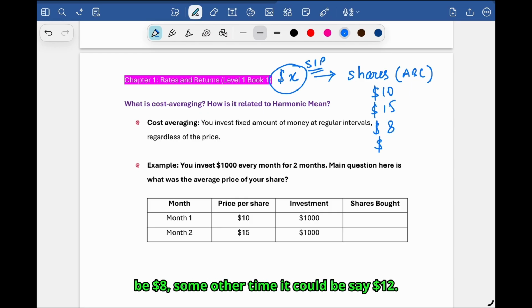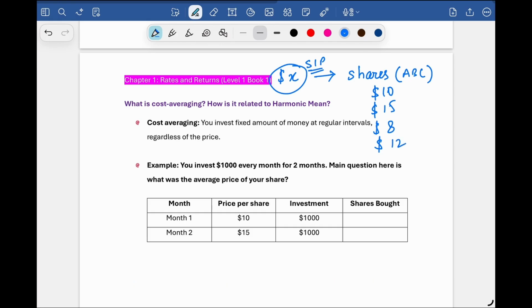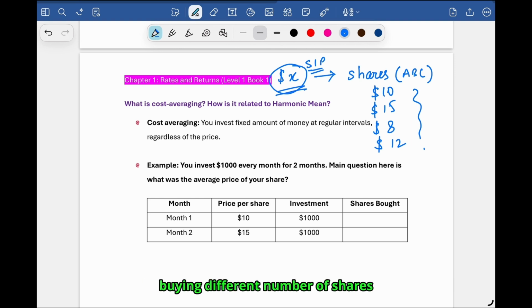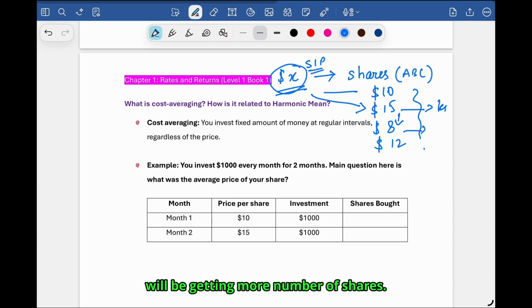Some other time it could be say $12. So the prices will fluctuate. By investing X amount every month, you will be buying a different number of shares each month depending on the cost. If the cost gets high, you will be getting fewer shares. If the share price goes down, you will be getting more shares, right? That is basic mathematics.